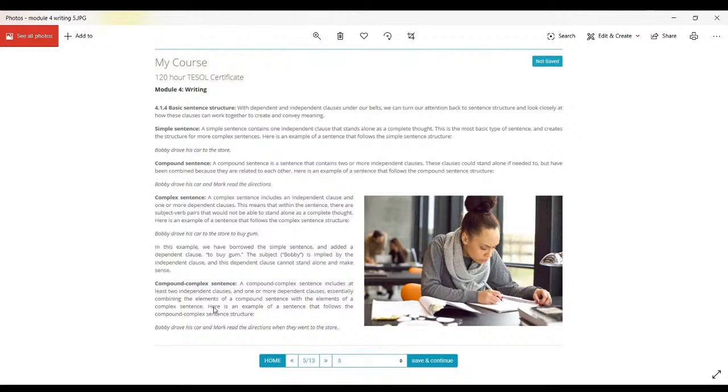Compound complex sentence. It includes at least 2 independent clauses and 1 or more dependent clauses, essentially combining the elements of a compound sentence with the elements of a complex sentence. Okay, save and continue.